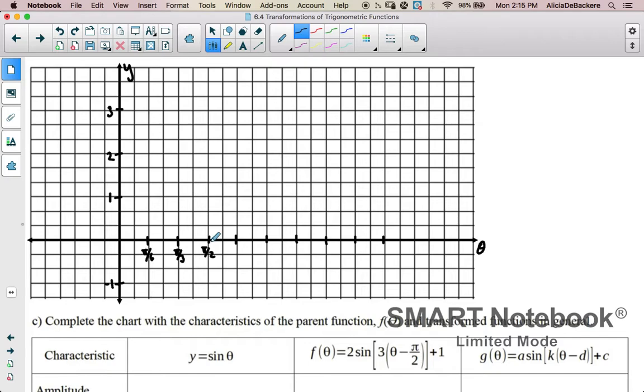If I've got pi by 2 there, then double that will be pi, and 3 pi by 2, and then finally 2 pi at the end there. And then I can go backwards. Okay, so I've got my scale on there now. I'm going to draw my curve.